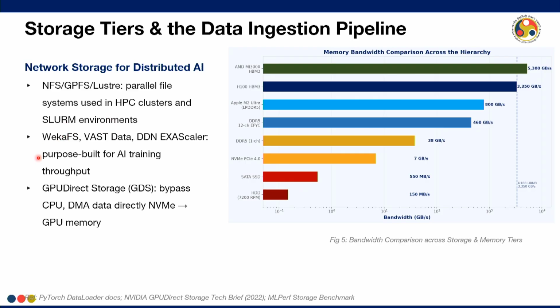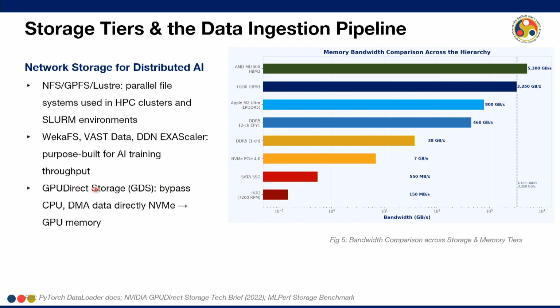Similarly, for AI workloads, there are obviously different ways to segregate the data for training, but usually VAST Data or DDN EXAScaler, and WekaFS. These are ideally built for your AI training, for high throughput in distributed systems.